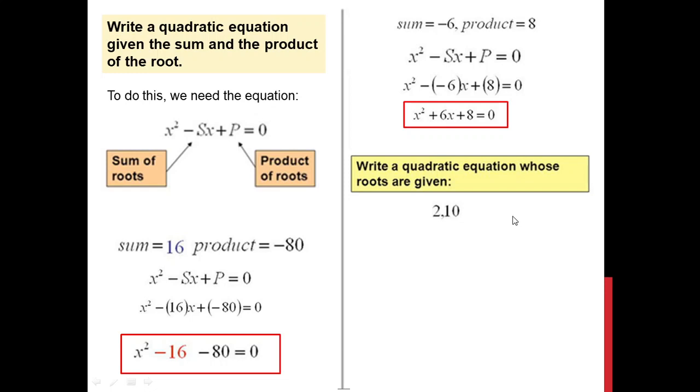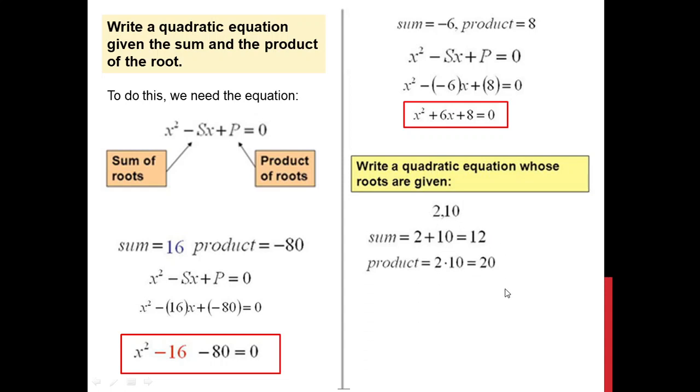Now there are situations where the given are the roots of a certain equation, like this, 2 and 10, meaning your root number 1 is 2 and the other one is 10. Now how do we find the quadratic equation given the roots only? So first, you need to find the sum of the roots, wherein all you need to do is to add the two roots. So 2 plus 10 is equal to 12. Now you have the sum of the roots.